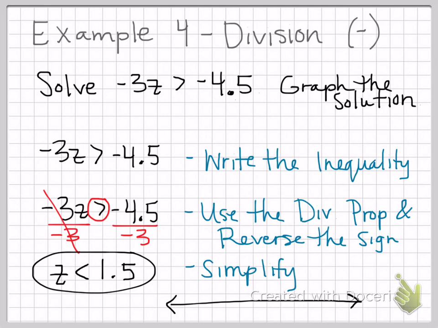Okay, so let's graph this. Let's say just this is 1.5. Circle it. Do we fill it in? No, because there's no equal to. And it says z is less than 1.5. So, what is that? Less than, left. Good.